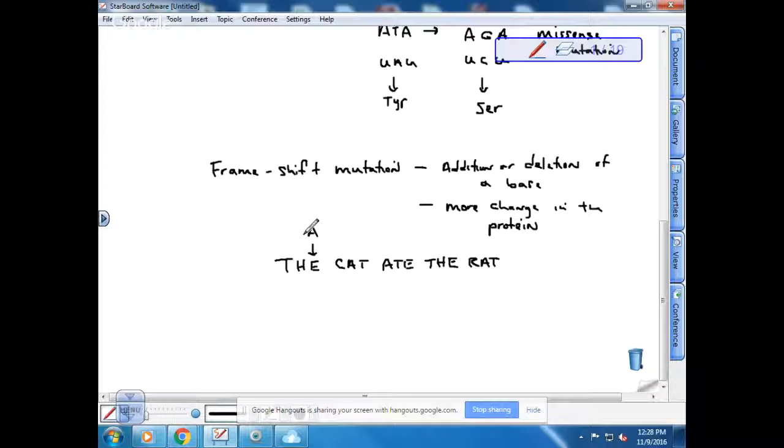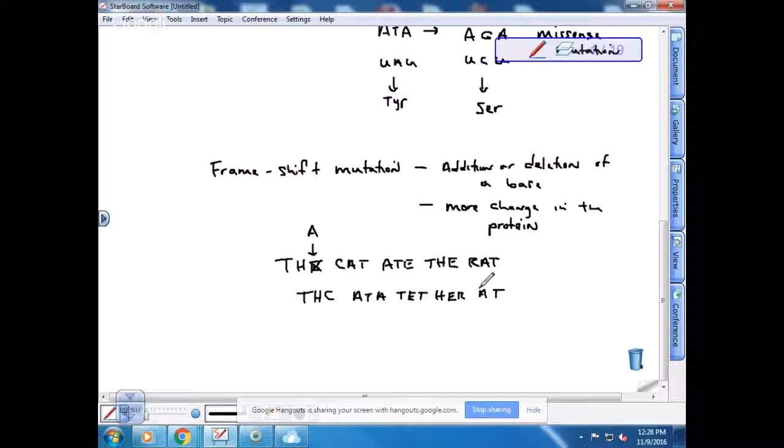So then it would read, but with an A, cat ate the rat, and it didn't change much the meaning of the sentence, right? But let's say that we deleted the E, okay? Then the way that the machinery of the cell would read this is it would read it just using triplets. And so that is complete nonsense, right?